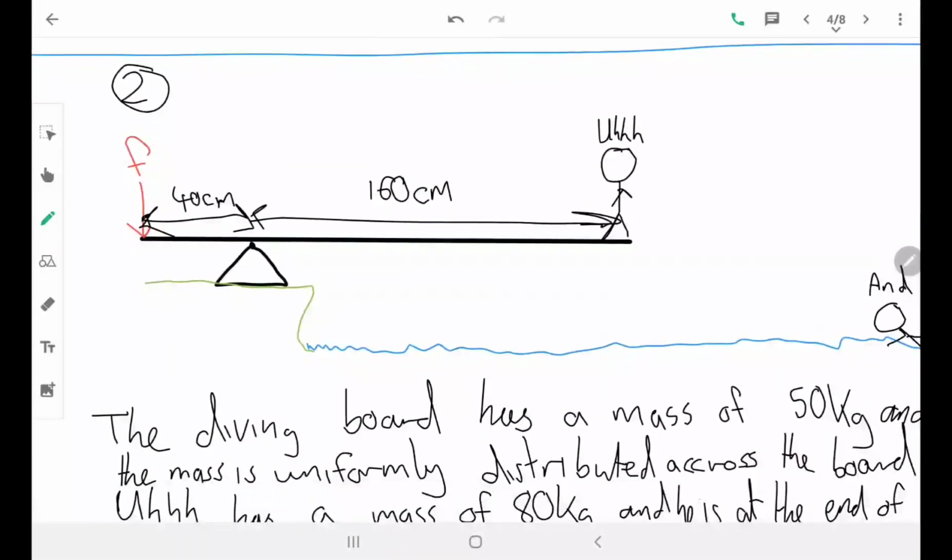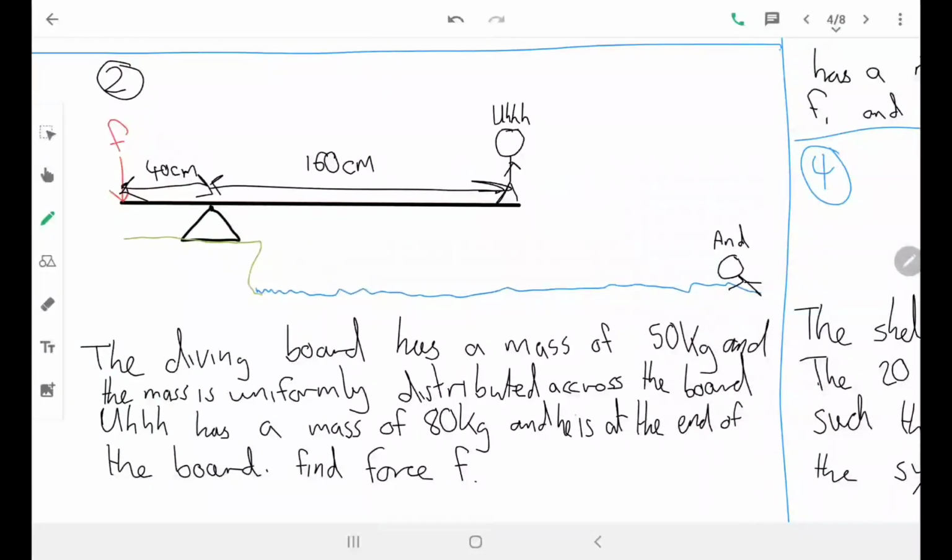So here we have Sam and Anne. They're going swimming in their own private pool because all the public ones are shut, and they have their own diving board. The diving board has a mass of 50 kilograms, and the mass is uniformly distributed across the board. Sam has a mass of 80 kilograms, and he is at the end of the board. Find force F. And hopefully Sam is not going to jump onto Anne, but we might see.